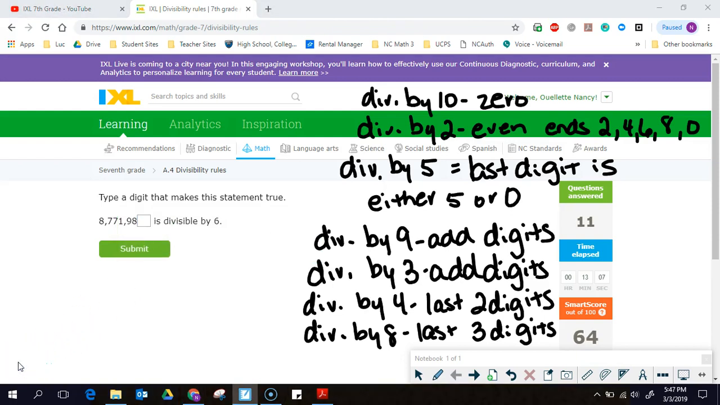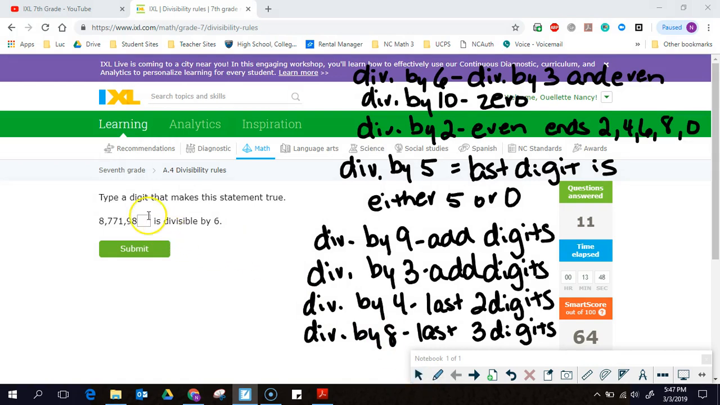Okay, for a number to be divisible by 6, let me write this up here if I can. Divisible by 6. It has to be both divisible by 3 and 2, or it has to be an even number. So the first thing I'll look at is if it's an even number. Oh, it doesn't ask me, it asks me for the last digit. So let's see. We need it to add up to a number that's divisible by 3, but we also need it to be an even number. So a 2, a 4, a 6, an 8, or a 0 would work.